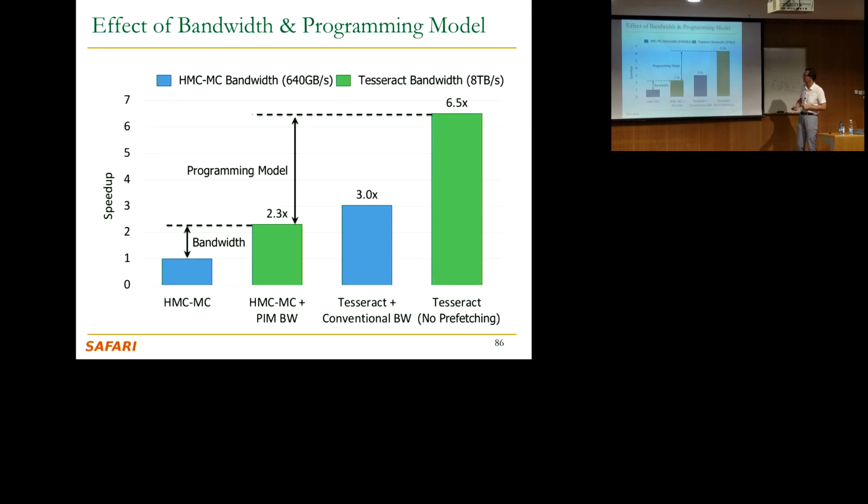And we've also done some other studies to look at this, because we're changing the bandwidth, we're changing the programming model. You can say, oh, maybe in the existing system, you magically have this bandwidth. You'll gain all of the performance. You don't need to change the programming model. It turns out that's not true. This is the hybrid memory cube with many core. And if you magically give it 8 terabytes per second, you get about 2.3x. And if you actually have Tesseract change the programming model on top of that, you get about 6.5x compared to the baseline over here.